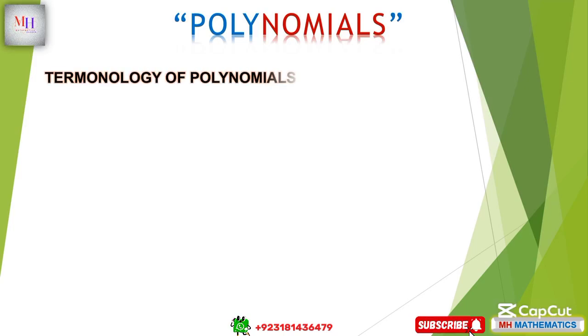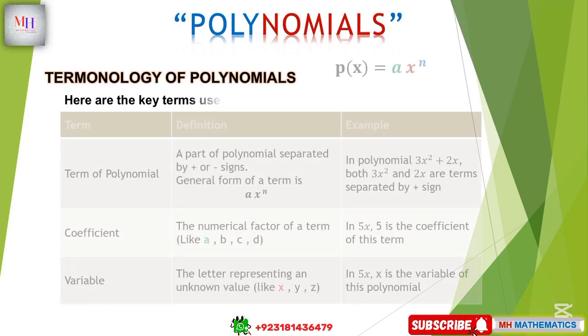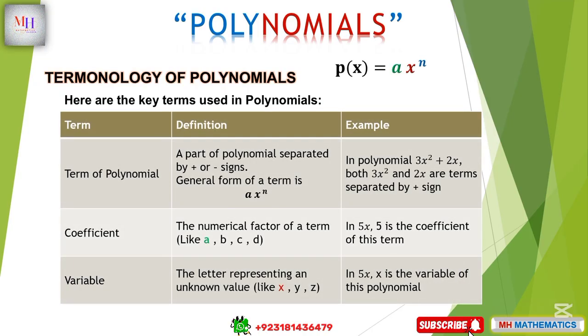Now the terminology of polynomials. Here are some terminologies used in the polynomial chapter. First of all, we can see that the general form of a polynomial is p(x) = ax^n, where a is the coefficient, which is always a real number, x is the variable, and n is the power, which is always a whole number.